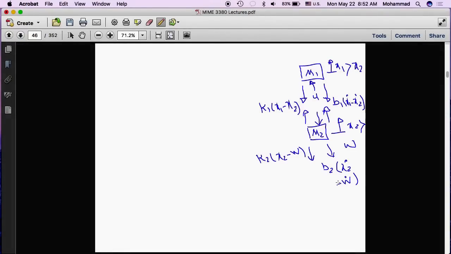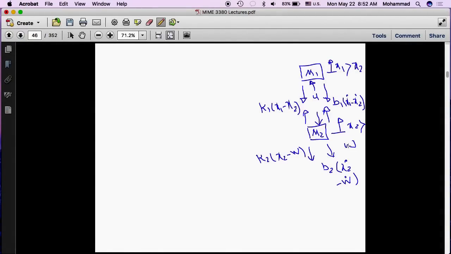Okay, so these are the two free body diagrams with the two assumptions that I made. X1 was going to be larger than X2 at this instant of time, and X2 larger than W, again, at that instant of time. Based on that, I wrote these expressions for the forces. Let me know if you found something different, and I'll correct.